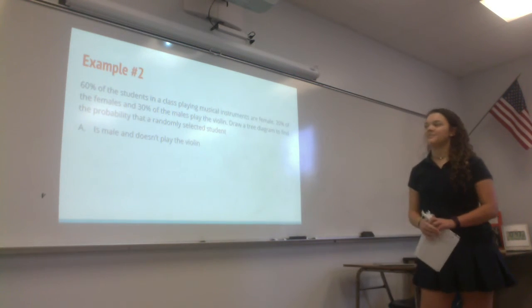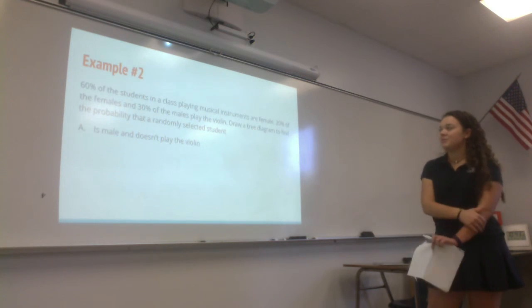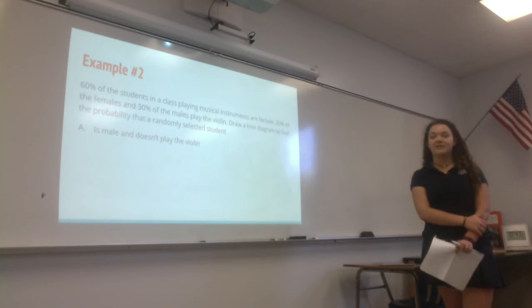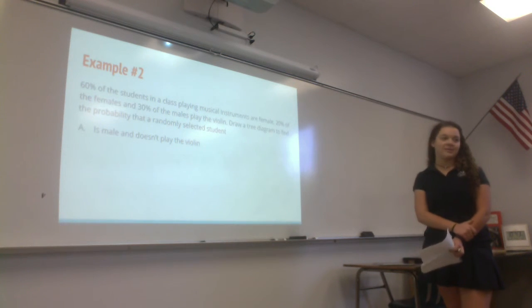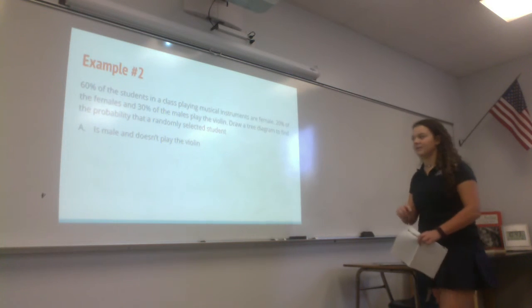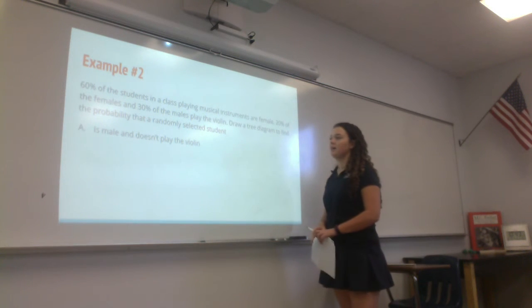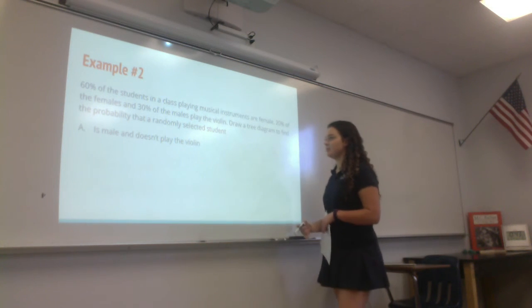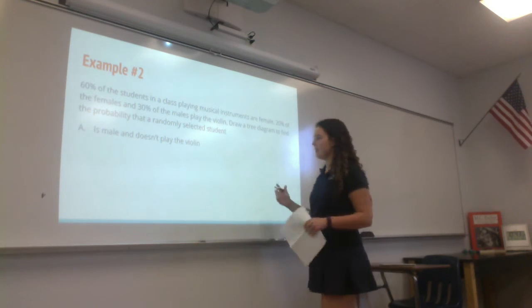And this is the final example. 60% of students in a class playing musical instruments are female, 20% of the females and 30% of the males play violin. Draw a tree diagram to find the probability that a randomly selected student is male and doesn't play the violin. So we'll be using M and F to represent male and female, and V and V prime to represent playing the violin and not playing the violin.